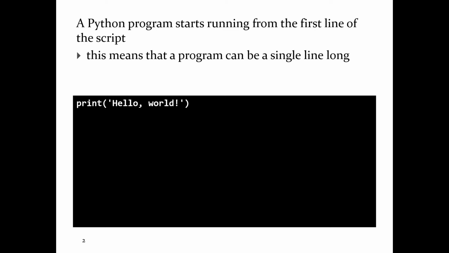So a Python program starts running from the first line of a script, right? And that means that a program can be only a single line long. So for example, here's the standard hello world program in Python. And obviously, if you run this in a Python interpreter, it'll print out the string hello world.